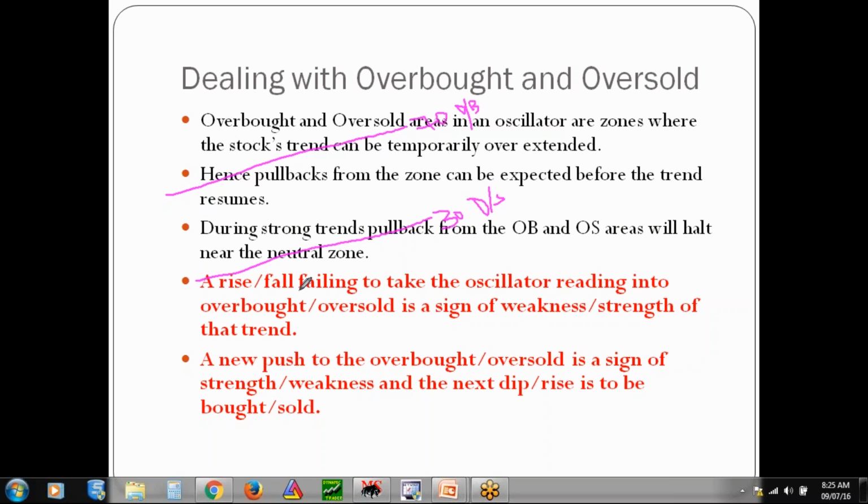And here I am drawing the prices. As the price moves up, the RSI moves up, and the price is so strong that it pushes the RSI into the overbought area. Now the prices are moving down and the RSI moves down. Now this first dip in price can be bought.